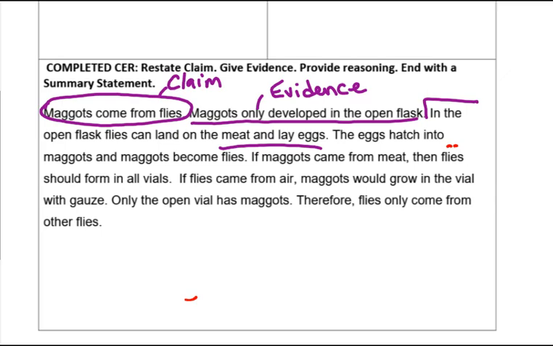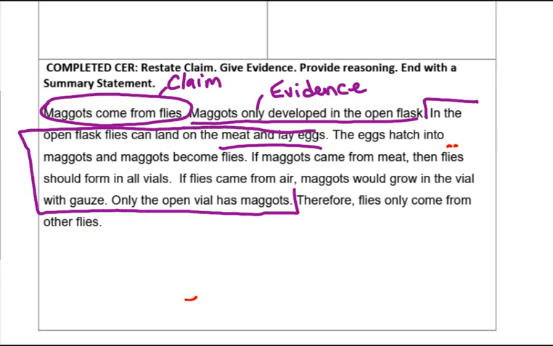All of that is your background information, and then the counterclaims are addressed. If maggots come from meat, then flies should form in all vials. If flies came from air, maggots would grow in the vial with gauze. All of that's your reasoning. So draw a box around all of that, and label it as your reasoning. So what is going to take you the most time to do? The chunk of your conclusion is going to be your reasoning.